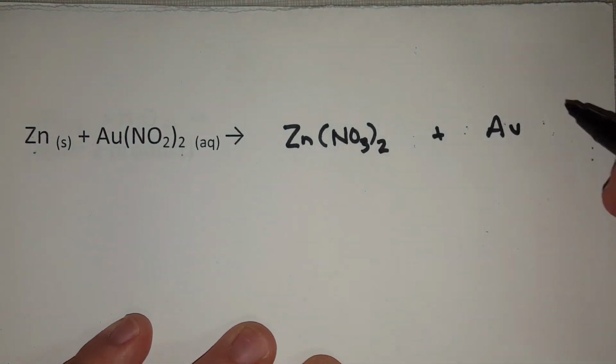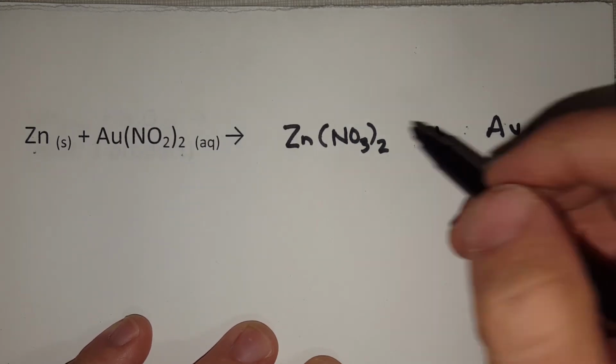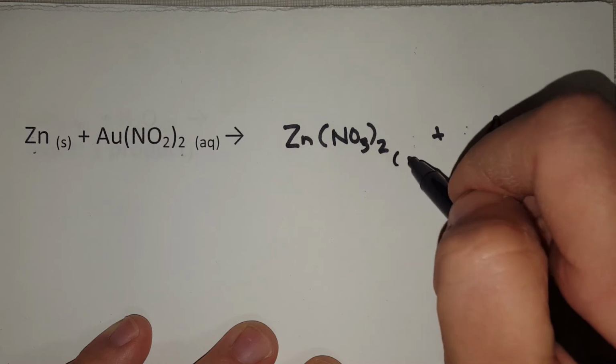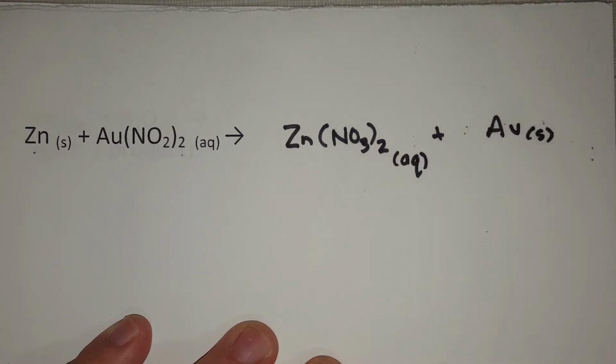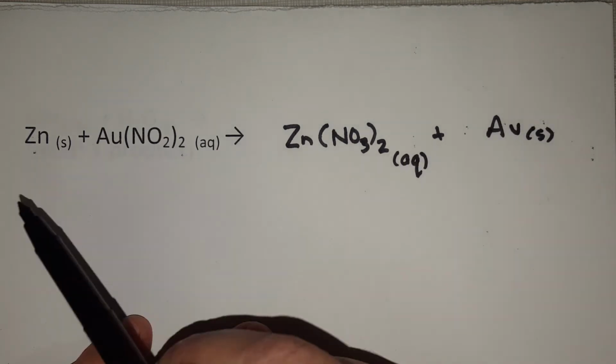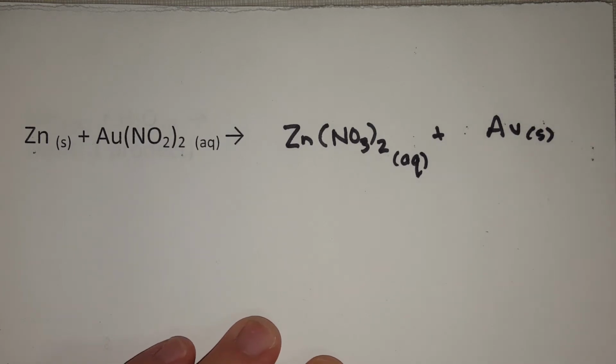And so I'll have this. Then all I have to do is add my states. We know metals in their elemental state will be solid. We know that anything with a nitrate will be aqueous. And then finally, we just want to go through and make sure that we balance. And we can see that everything is balanced.